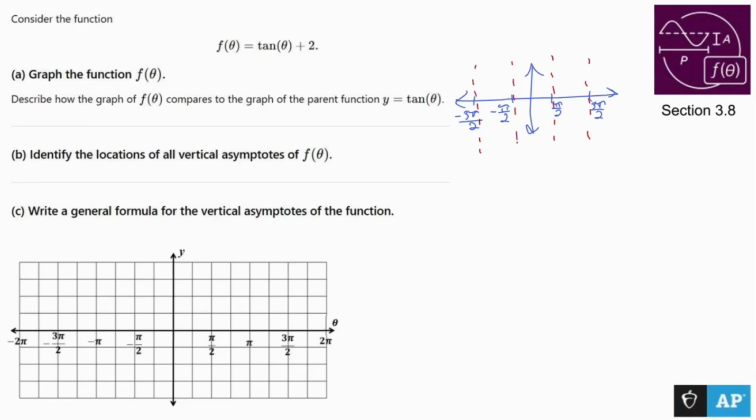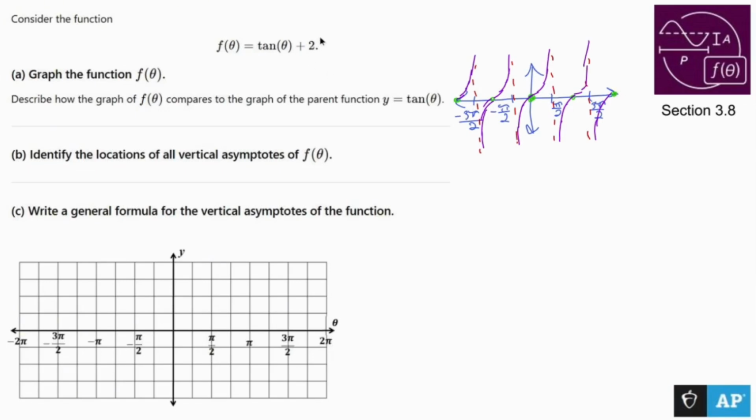For regular tangent, you have inflection points directly in between the vertical asymptotes. On the right side of your inflection point, you have something that's concave up, concave up, concave up. On the left side, it appears to be concave down, concave down, concave down. That's what tangent looks like.